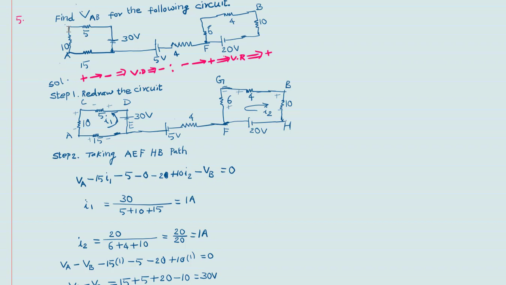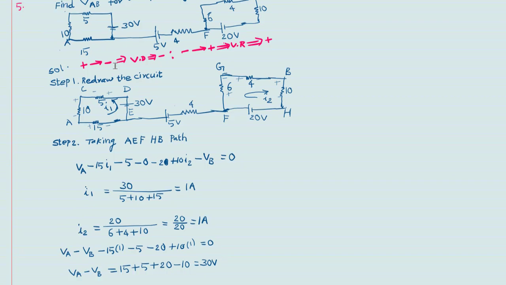So let me take another problem here. Find the voltage across terminals A and B in the given circuit. So look at this. This is the A terminal, this is B terminal, and there are two loops. This is one loop, this is another loop. There are totally three sources. Two are in loops, one is outside the loop.